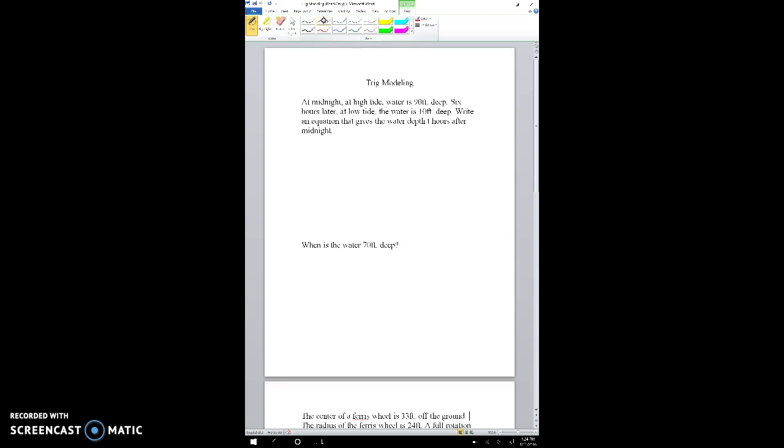At midnight, at high tide, water is 90 feet deep. 6 hours later, at low tide, the water is 10 feet deep. Write an equation that gives the water depth t hours after midnight. So step one is to draw a quick little graph of this situation.